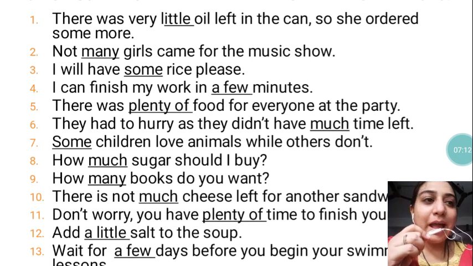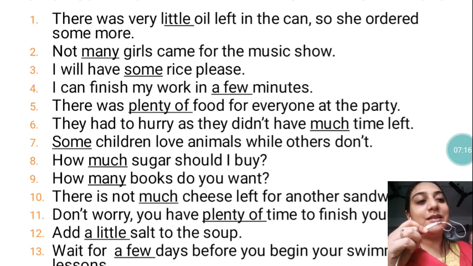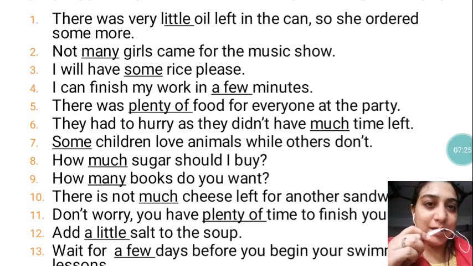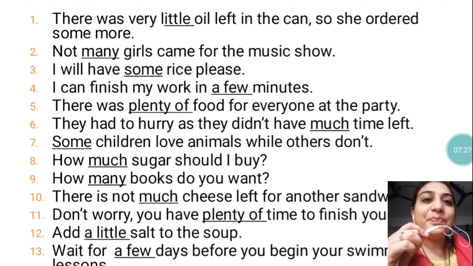Now the third blank, I will have dash rice please. Rice is uncountable, again we cannot count rice, so we will use some. I will have some rice please. Fourth blank, I can finish my work in dash minutes. Minutes are limited, we know we have a time limit. So for countable nouns we use few, a few, so we will use a few minutes.